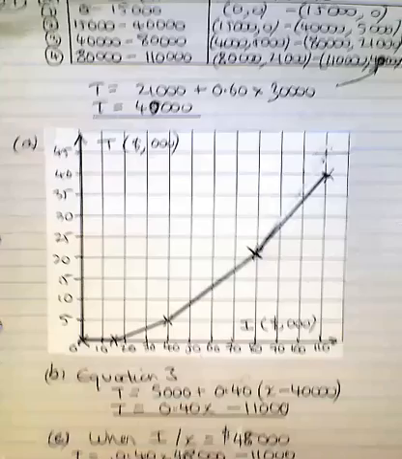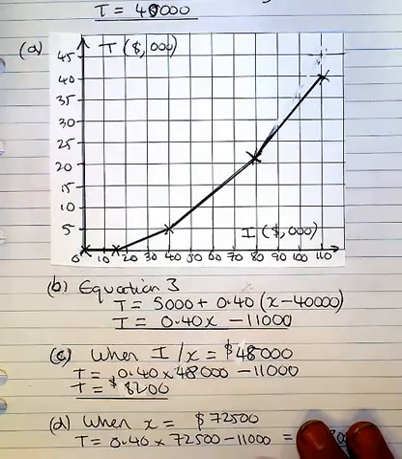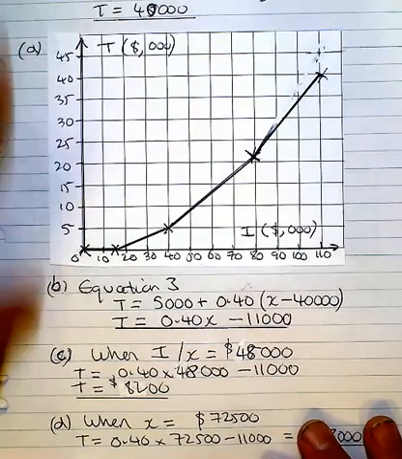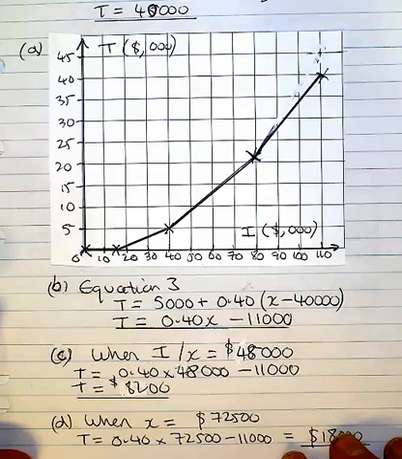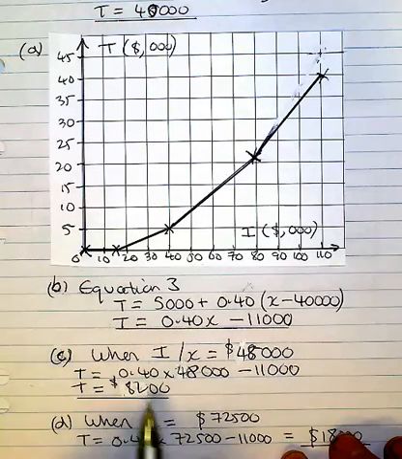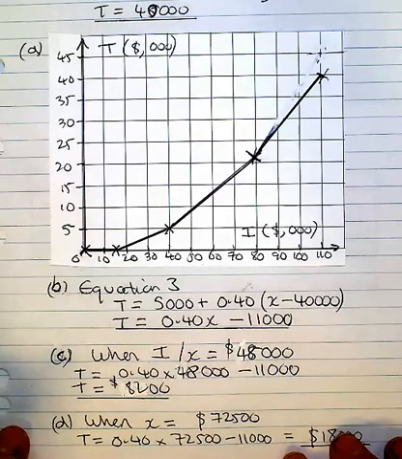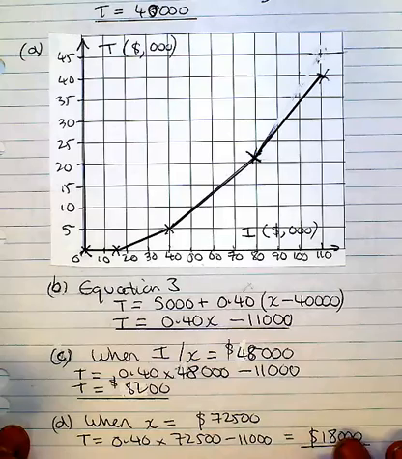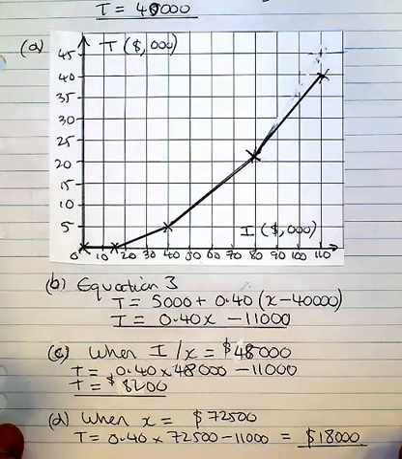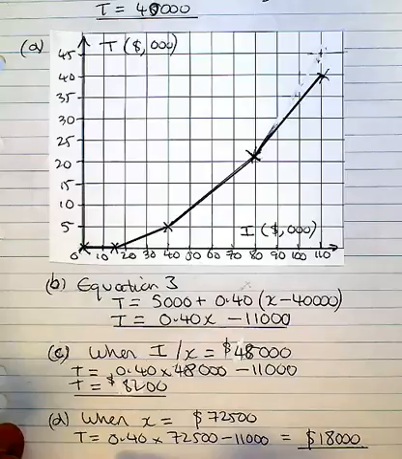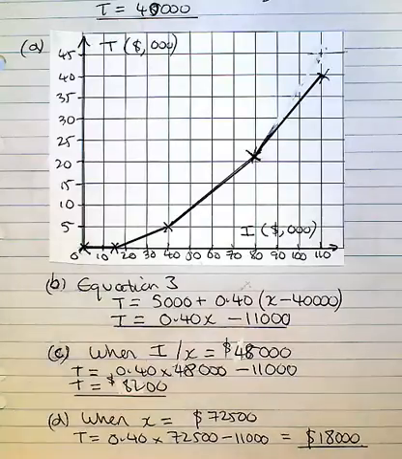Plugging that through, you can see that for someone earning 48,000, I'd be up for $8,200 in taxation. In a similar way, when 72,500 is earned, you will pay $18,000 in taxation.